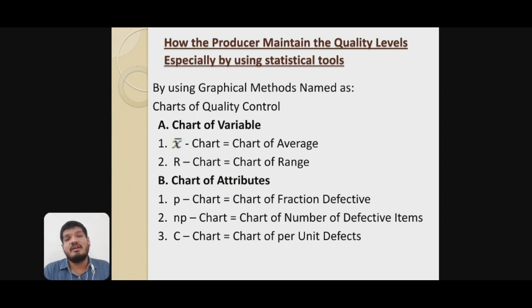Charts of quality control are divided into two parts, that is charts of variables and charts of attributes. We already studied this in the last slide. Charts of variables are the X bar chart and R chart, and charts of attributes are the P, NP and C chart. The X bar chart is known as the chart of average and the R chart is known as the chart of range. The P chart is the chart of fraction defective, the NP chart is the chart of number of defective products, and the C chart is the chart of per unit defects.